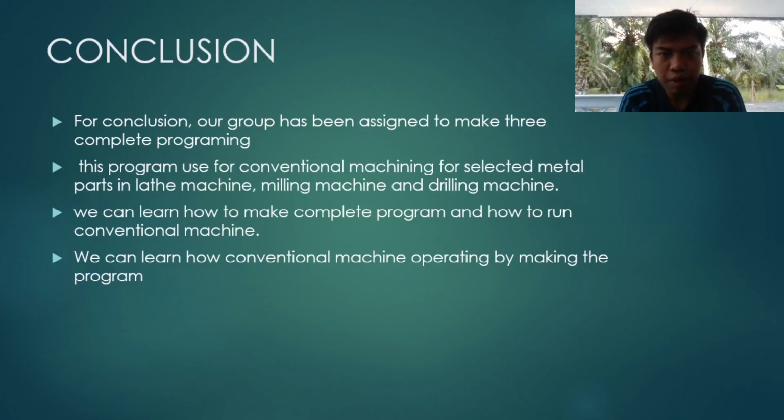Next, I will explain about the conclusion. Our group has been assigned to make 3 complete programs. These programs are used for conventional machining of selected metal parts in the lathe machine, milling machine, and drilling machine. We can learn how to make a complete program and how to run a conventional machine. We can learn how a conventional machine operates by making the program. That's all. Thank you.